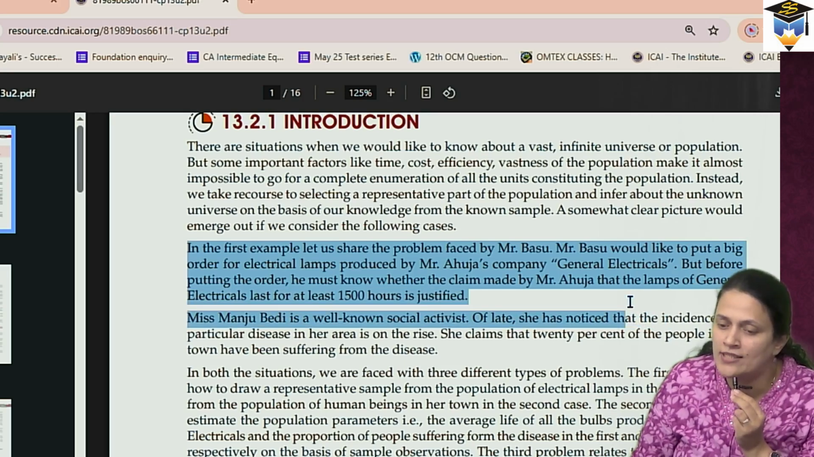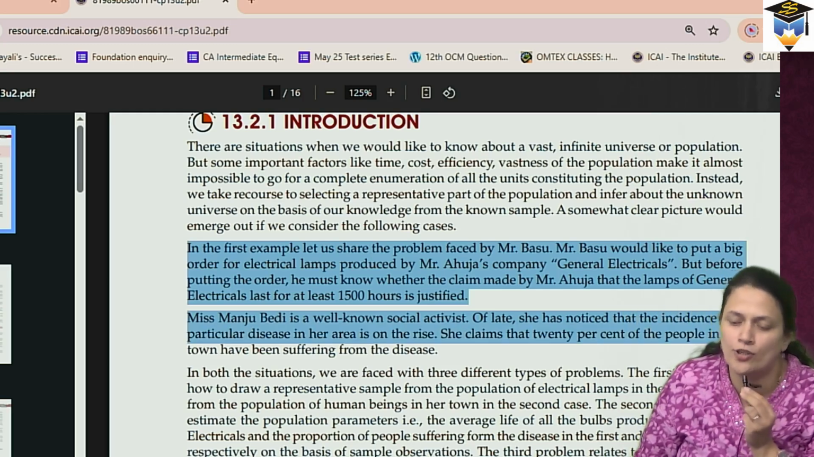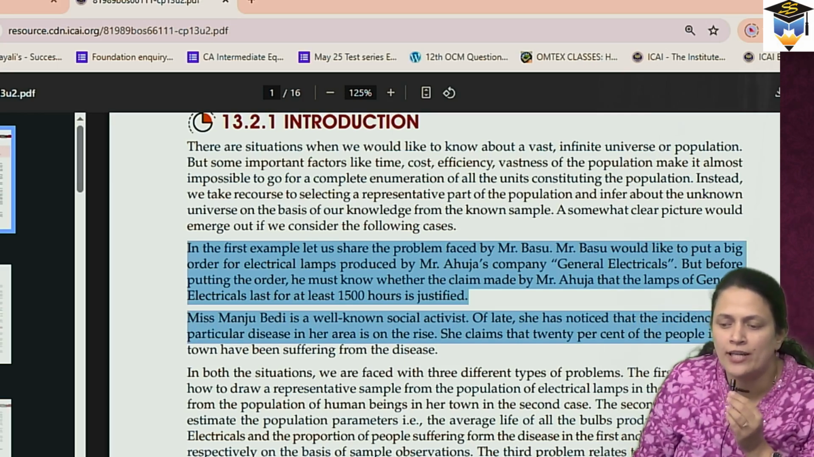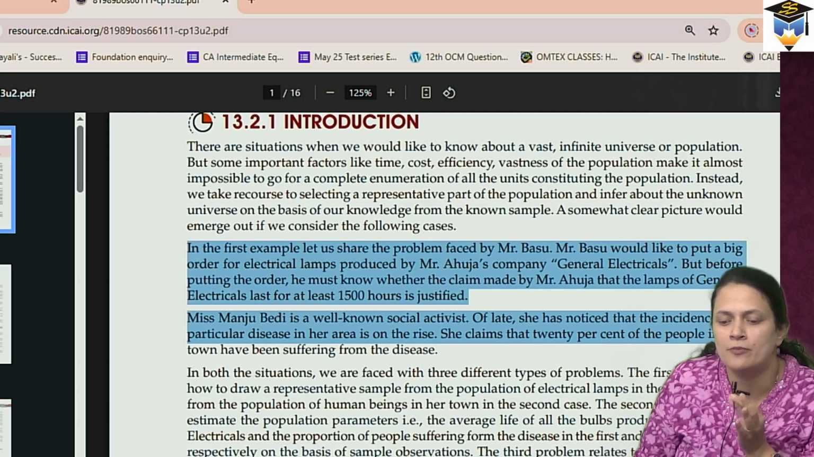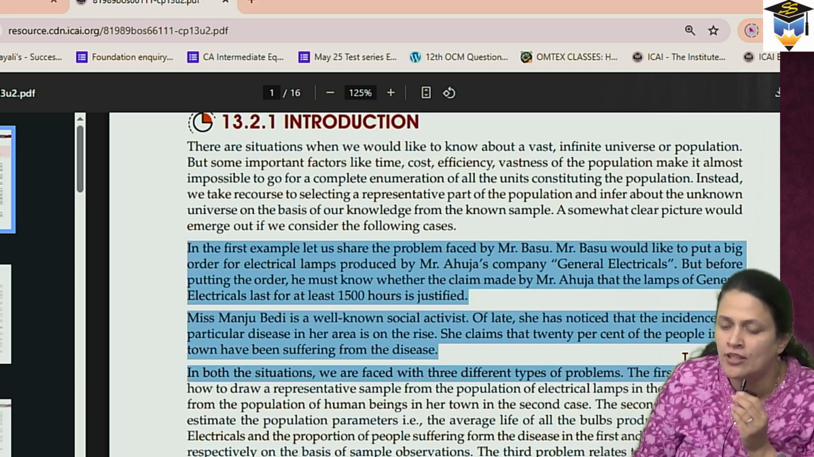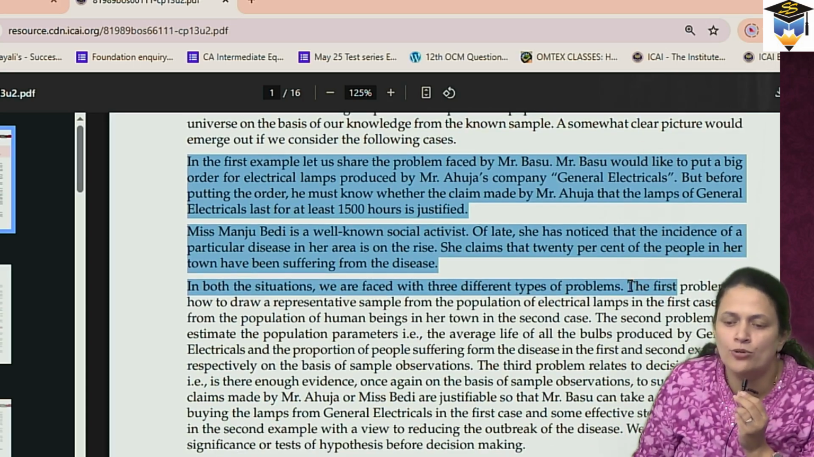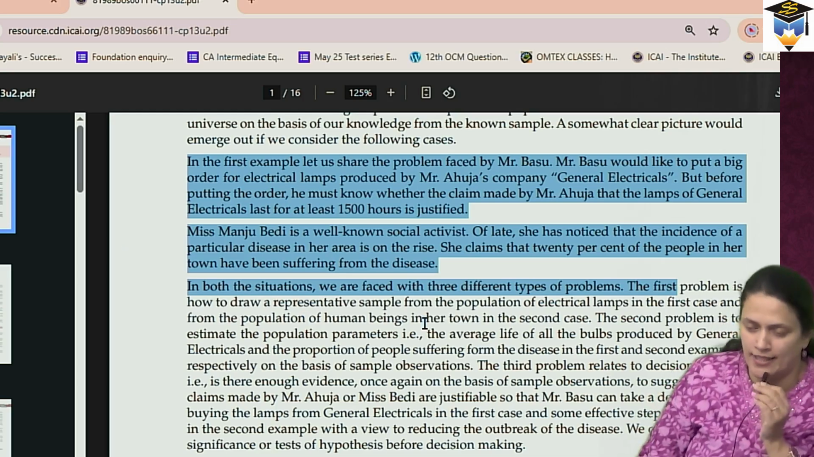Miss Manju Bedi is a well-known social activist. Of late, she has noticed that the incidence of a particular disease in her area is on the rise. She claims that 20% of the people in her town have been suffering from this disease. These are the 2 situations which they have given. In both situations, there are 3 types of problems faced. The first problem is how to draw a representative sample from the population of electrical lamps in the first case, and from the population of human beings in her town in the second case.